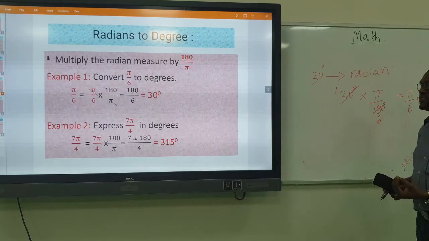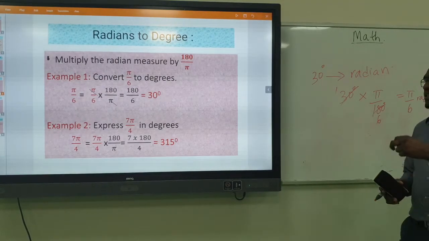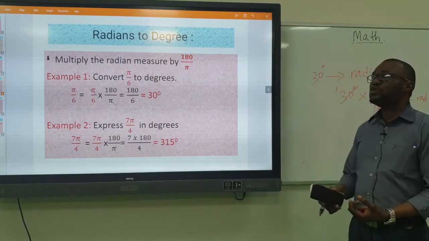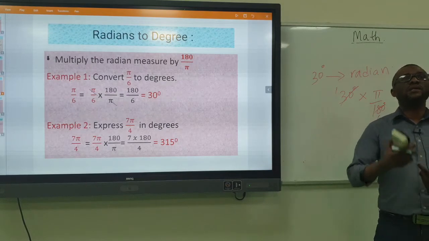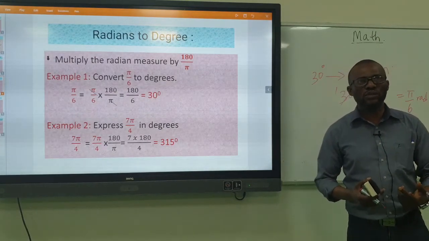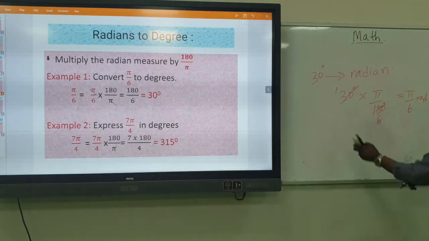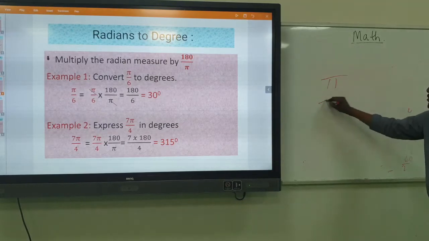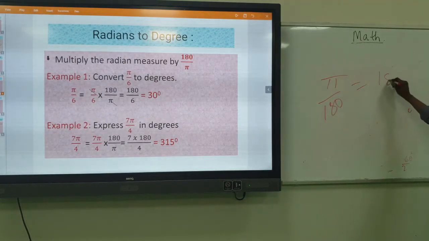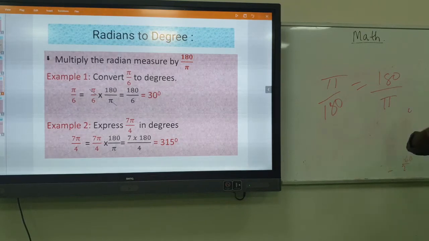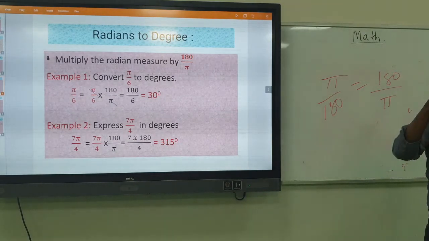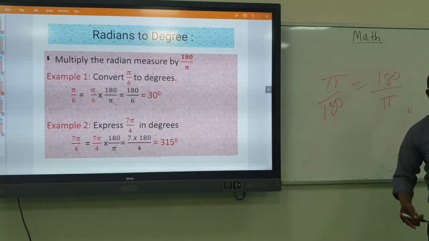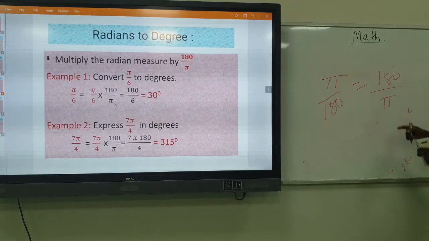Converting from radians to degrees. It's the same thing. If that angle is given in radians and you are converting to degrees, all you need to do is multiply by the multiplicative inverse of the previous one. The multiplicative inverse of pi over 180 is 180 over pi. You flip. When you convert from degrees to radians, you use pi over 180, so when you are converting from radians to degrees, you just flip: 180 over pi.